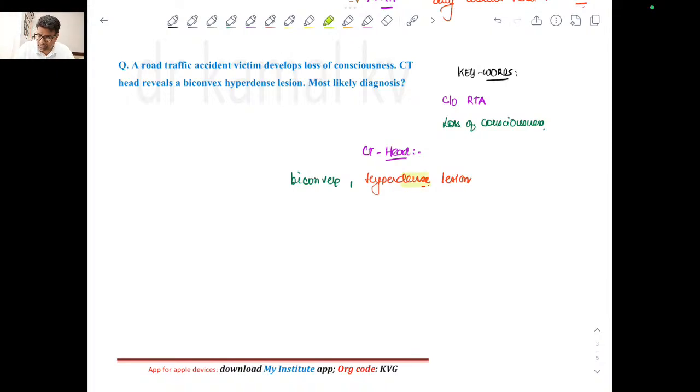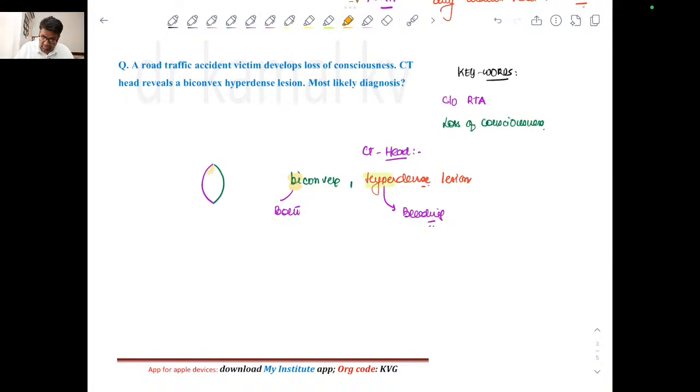hyperdense. The moment you find this word hyperdense, always think of bleeding, right? So hyperdense means there is bleeding somewhere in the head. Now look at the shape of the bleed, biconvex. Bi means both, so it means the shape has one side convexity and another side convexity. So this is known as biconvex.